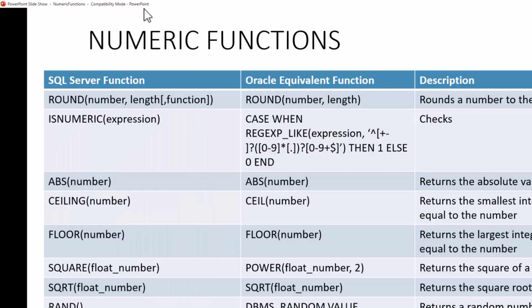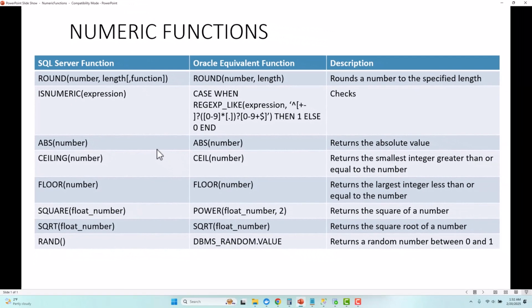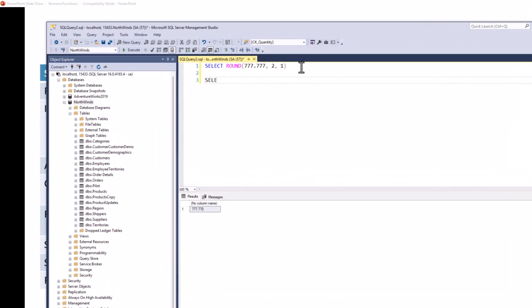Now if we go back to our numeric functions chart, we have the is_numeric, and it's going to essentially take an expression and check to see whether it's numeric or not. It's going to return a 1 or a 0. So 0 is going to be false and 1 is going to be true. So let's bring over SQL Server and let's test it out.